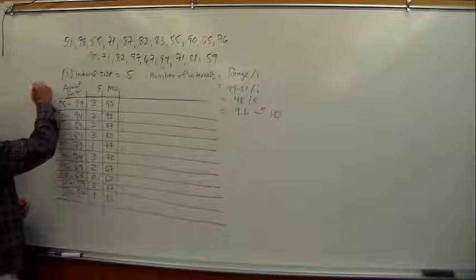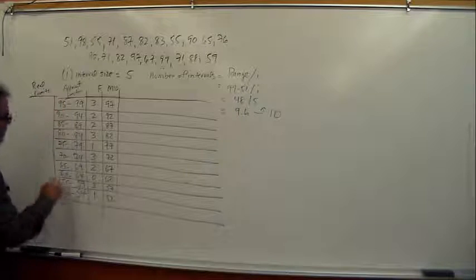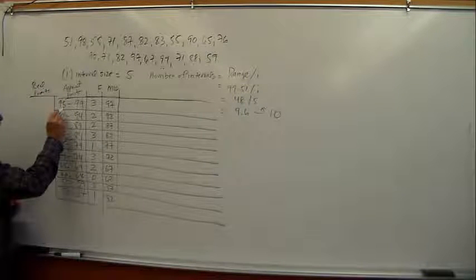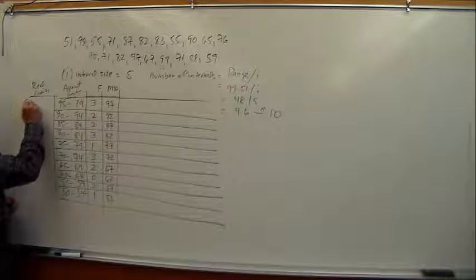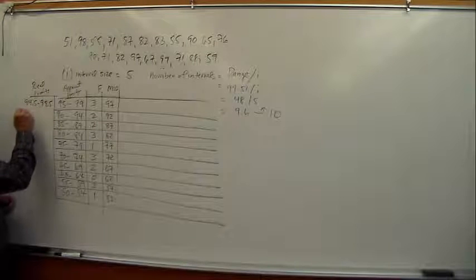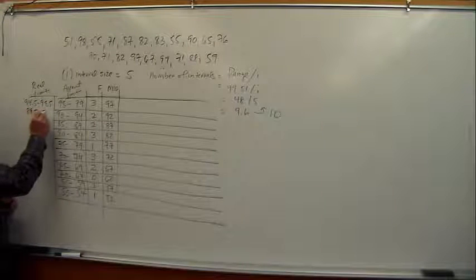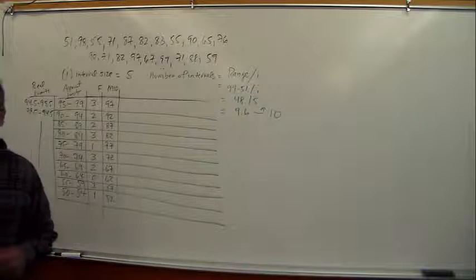Something else we might be interested in is something called real limits. I'm not going to do all of these because it's a bit tedious. The real limits, we just subtract 0.5 from the lower limit and add 0.5 to the upper limit. So this would be 94.5 to 99.5. And you can follow the pattern, 89.5 to 94.5, and you can follow that pattern all the way down. Those are called real limits.